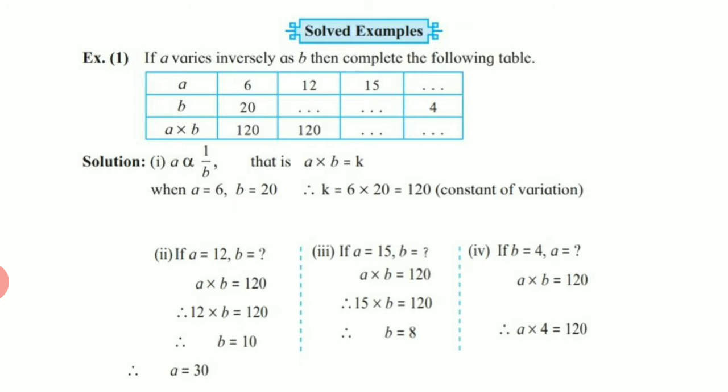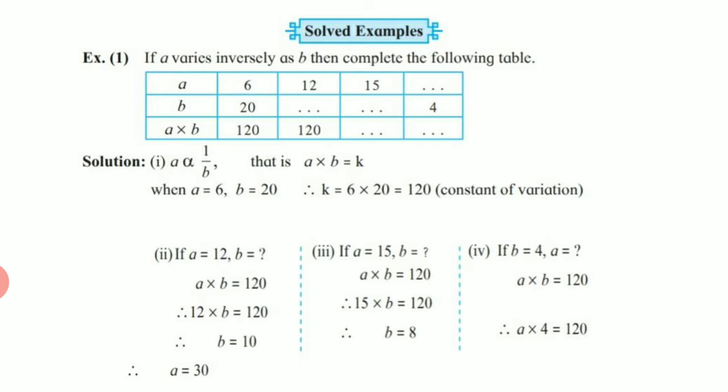Second example, if A is equal to 12, then we have to find B. A into B is given, that is 120. Put the value of A is equal to 12 into B is equal to 120, therefore B is equal to 10. Sorry, B is equal to 10.